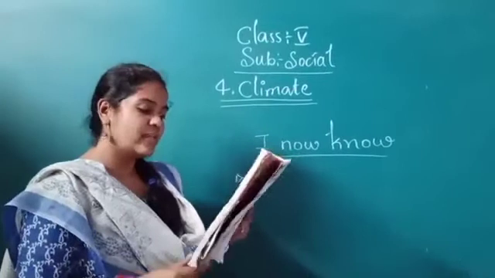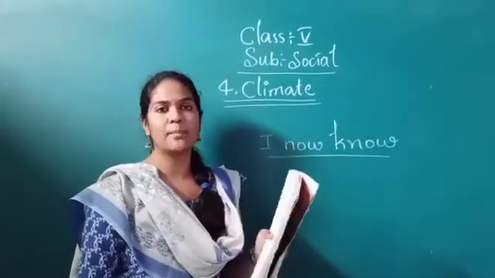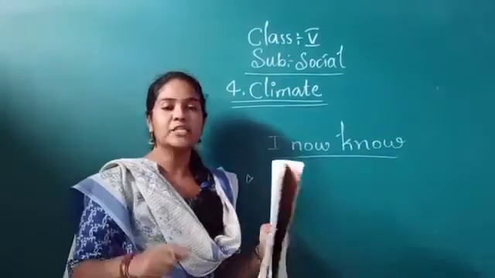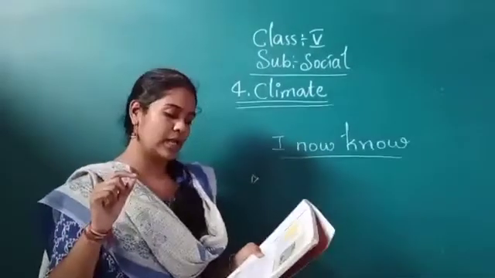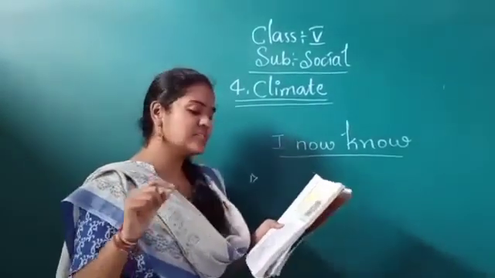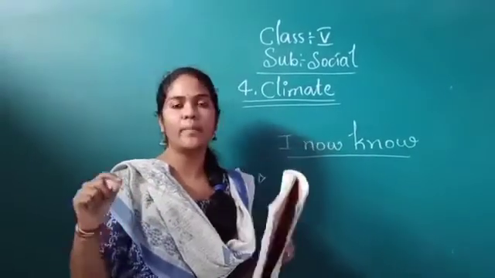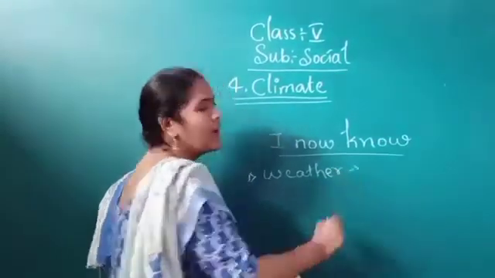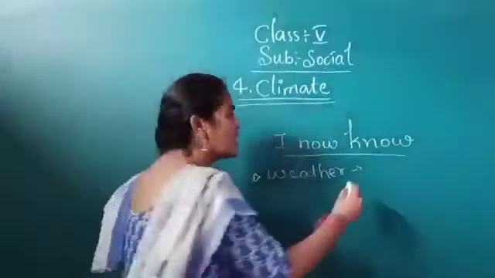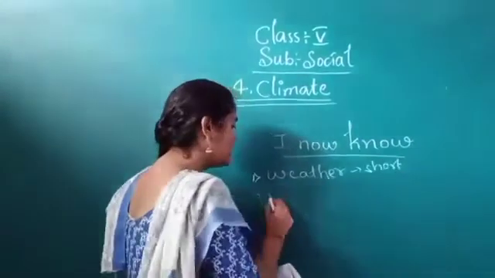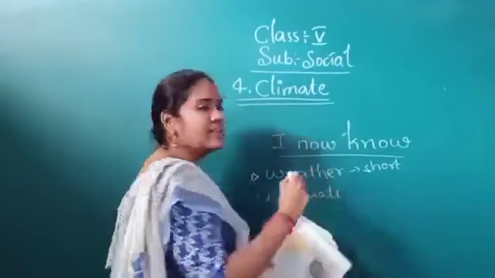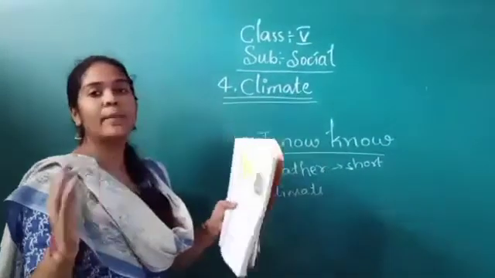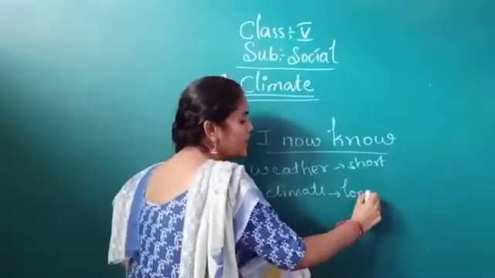See the first one. Weather is the condition of the atmosphere at a particular place and time. What is meant by the weather? It is the condition of the atmosphere at a particular place only. And second, climate is the average weather condition of a large area over a long period of time. Weather is at a particular place and time, not for a long period, only for a short period of time. But a climate is the average weather condition over a long period of time.